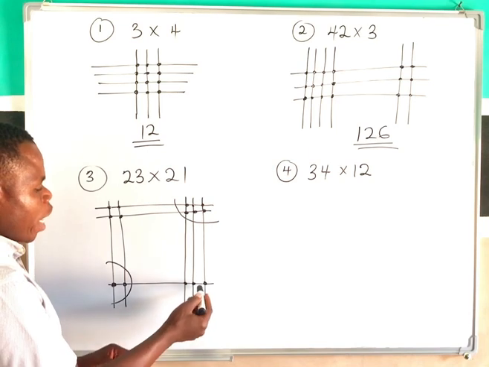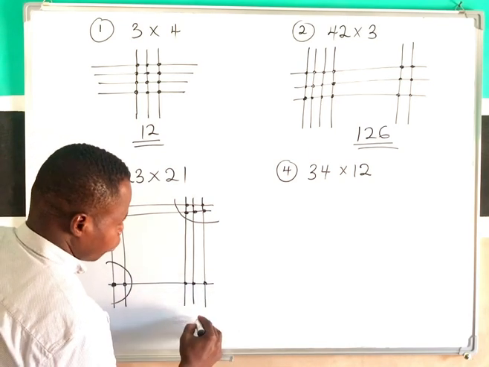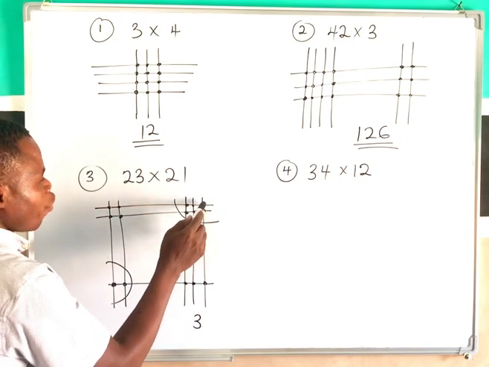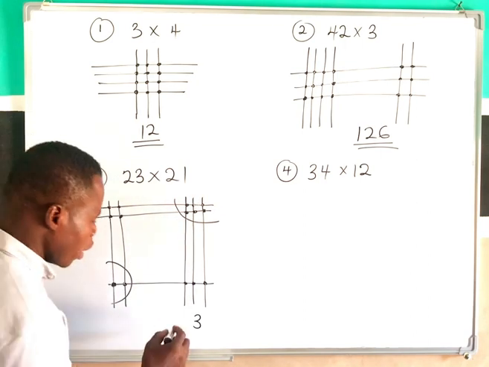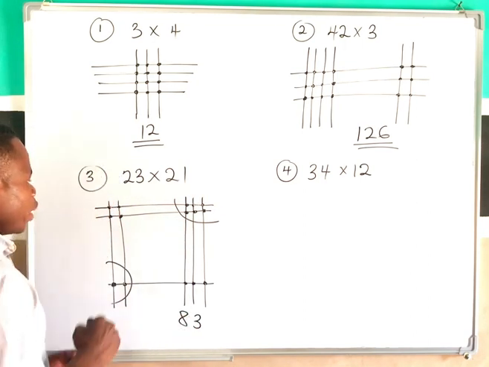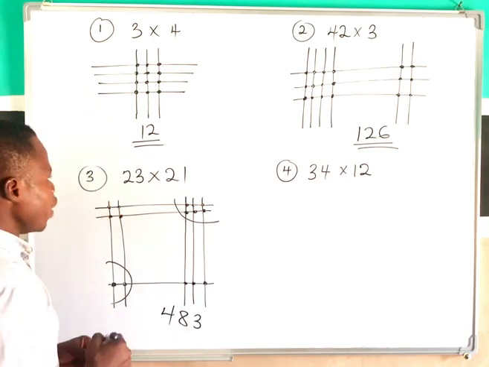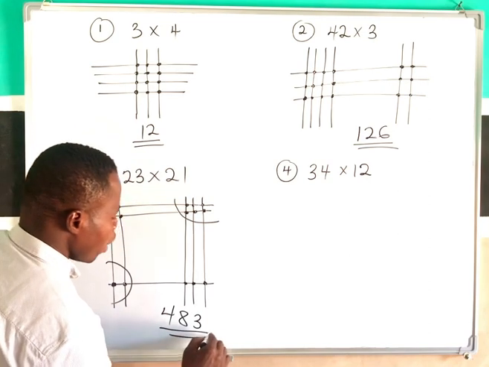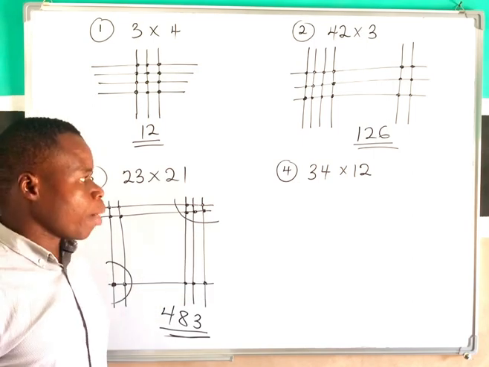I'll start counting here. Here, how many dots are there? 1, 2, 3. Then I'll write 3. Then you come here and count. 1, 2, 3, 4, 5, 6. Count here too, 1, 2. So 6 dots plus 2 dots is 8 dots. Then I'll write 8. Then here you count 1, 2, 3, 4, which is 4 dots. Meaning 23 times 21 is 483.